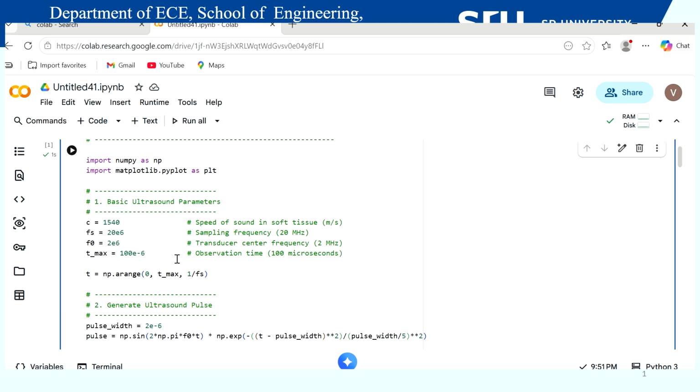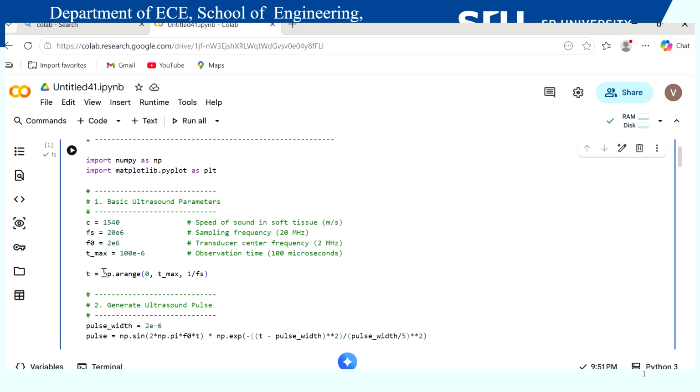So C is equal to 1540, which is the speed of sound inside soft tissue, and it is an internationally accepted biomedical value. And Fs is equal to 20e6, that is the sampling frequency, 20 megahertz. Why is this high a sampling frequency adopted in this experiment? Because the ultrasound frequency is high, 2 megahertz, so sampling must be much higher to capture the waveform accurately.